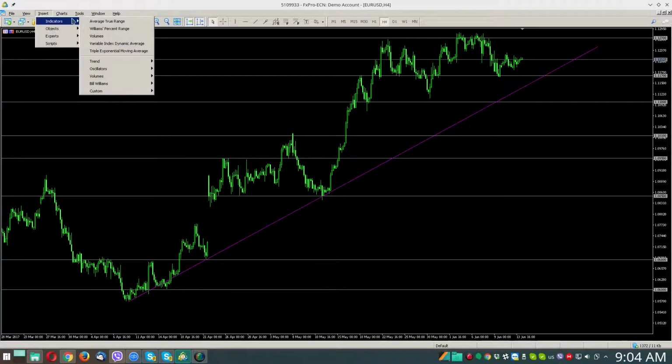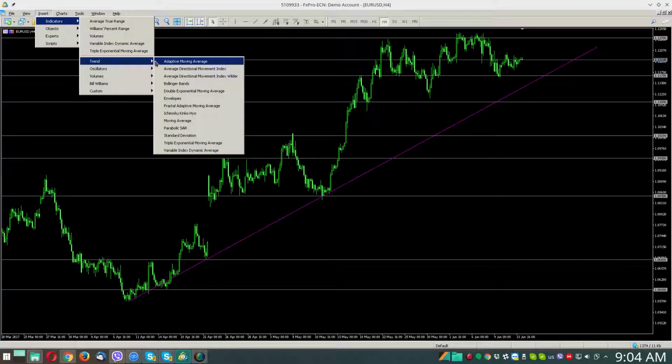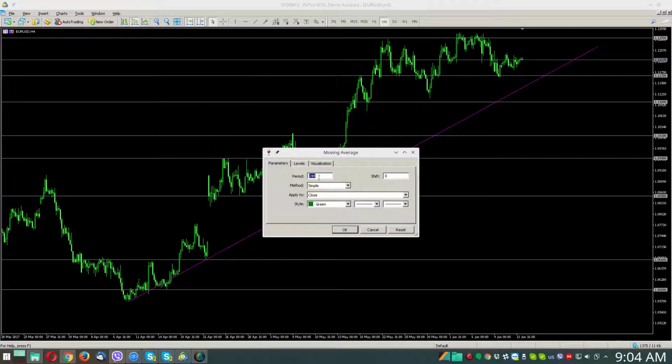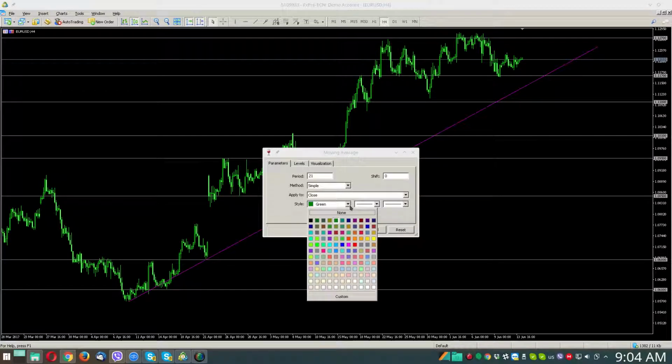So I'm going to add a moving average right now. I'm going to go to insert indicators, trend, and moving average, and I'm going to use the number 21 because this is a Fibonacci number. I'm not going to go into details in this video about Fibonacci. This will be the subject of another video. For now, let's just accept that this is a number that works, at least it works for me. And I'm going to choose a very distinct color, something like a red color.